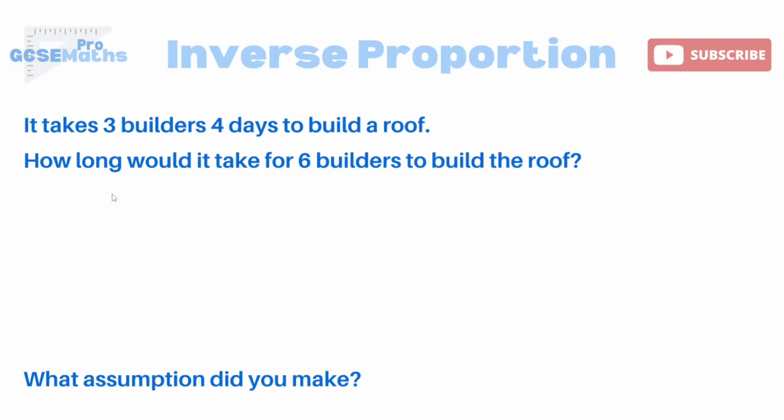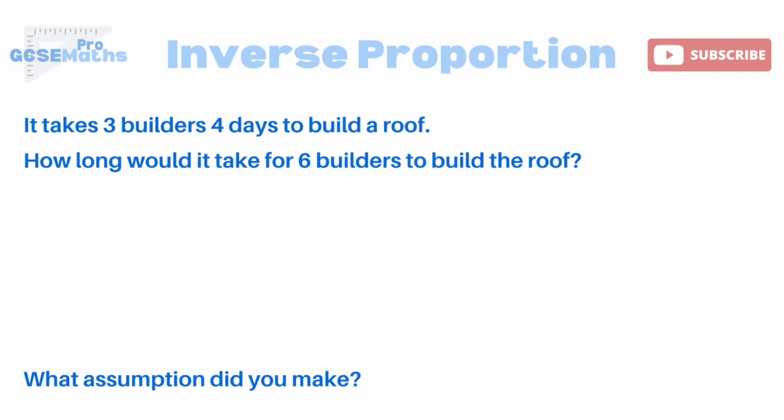For example, we've got here, it takes 3 builders 4 days to build a roof. How long would it take for 6 builders to build the roof? Now, our immediate thought here is you go, well, if it's 3 builders and then 6 builders, that's double the amount of builders, so then it's just 8 days, right? I feel like a lot of us fall into that trap. We go, right, so I've timesed the builders by 2, so I'll just times the days by 2.